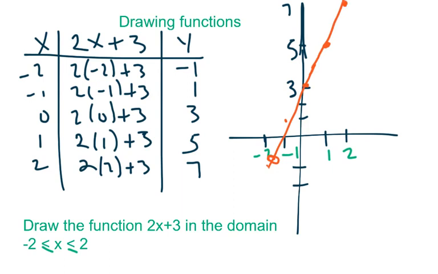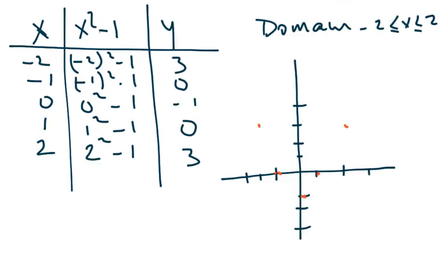Let's have a look at a quadratic one, see what it looks like. So we're asked to draw the function x squared minus 1 in the domain from minus 2 to plus 2. So I do my minus 2, minus 1, 0, 1, 2. I have x squared minus 1. Be careful with your x squareds when it's a minus number. You do it in a bracket, minus 2 squared, which is 4, minus 1. That's equal to 3, and so on.